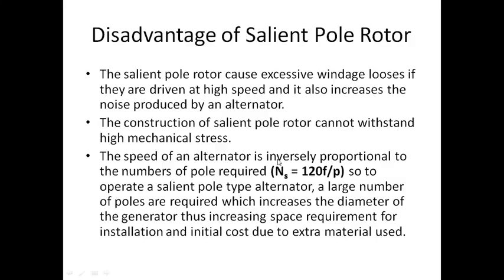The speed of an alternator is inversely proportional to the number of poles. So to operate a salient pole type alternator, a large number of poles are required, which increases the diameter of the generator. Inversely proportional, right? So that's what I told. The synchronous speed is different in your alternator. Since it is inversely proportional, if I increase the poles, again the space of my motor will be more. So this is a disadvantage.